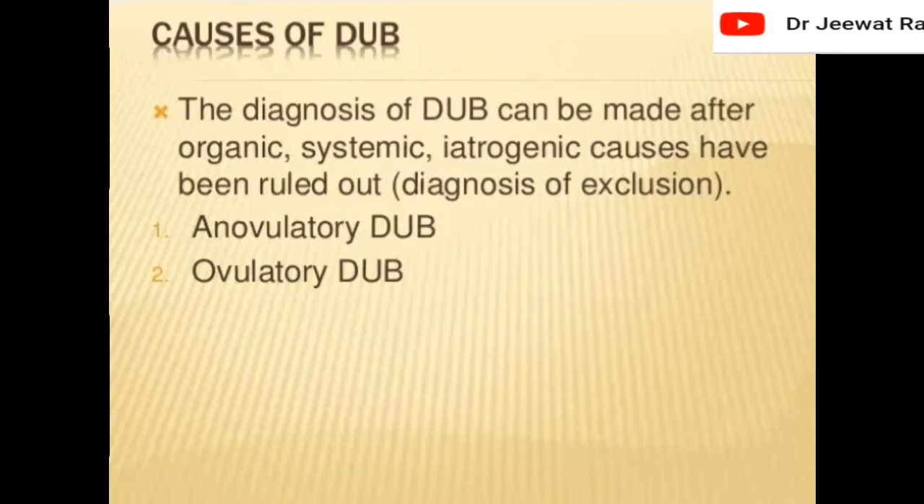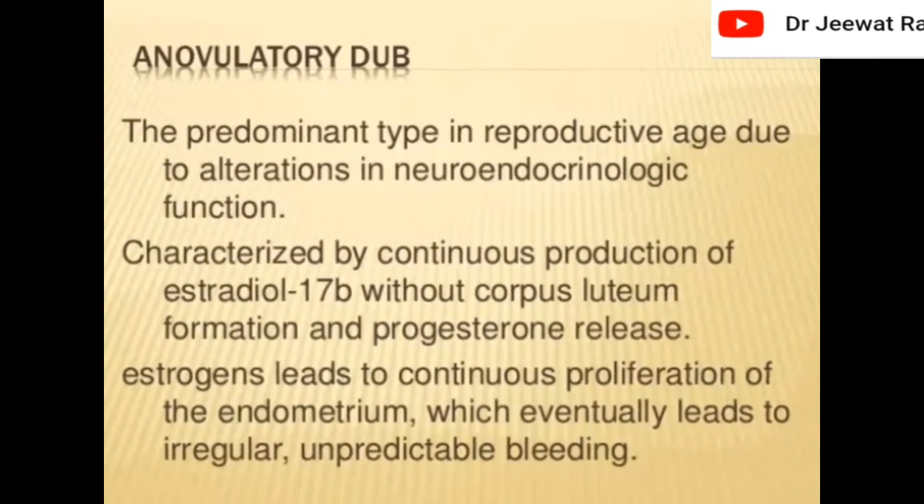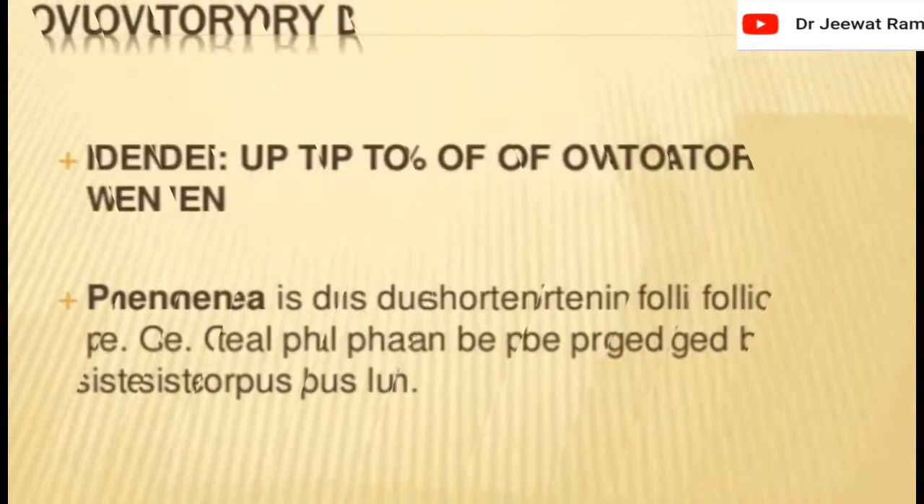Anovulatory dysfunctional uterine bleeding is the predominant type in reproductive age, due to alteration in neuroendocrinologic function, characterized by continuous production of estradiol 17-beta without corpus luteum formation and progesterone release. Estrogen leads to continuous proliferation of the endometrium, which eventually leads to irregular, unpredictable bleeding.